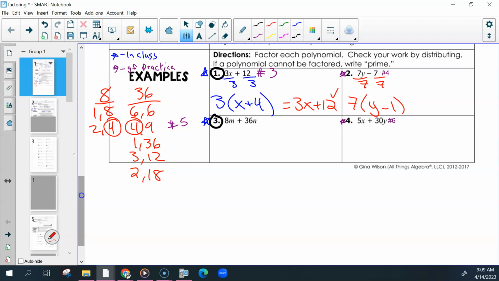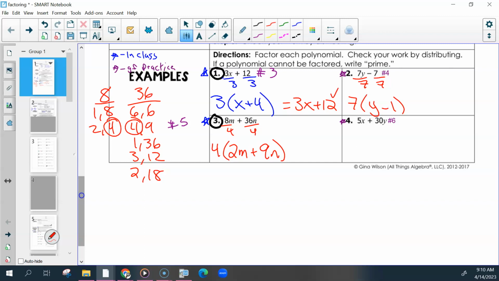Do they have any variables in common? No. If they both had m or both had n, then that would be different. So we're dividing both by 4. What would be left? And there's nothing else we can divide out of that. So this is when that method I said before doesn't work. 8 is not the highest that you can divide out of both, so you have to think smaller. Sometimes it's the first number, sometimes it's not.